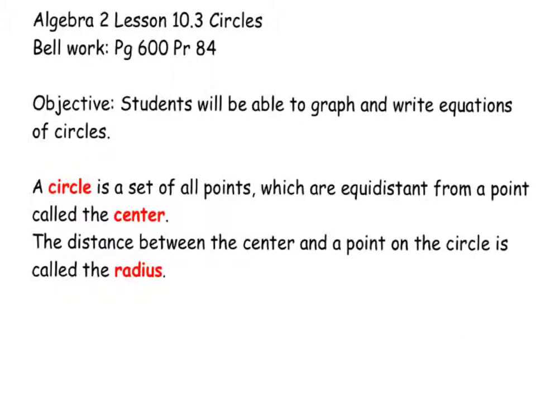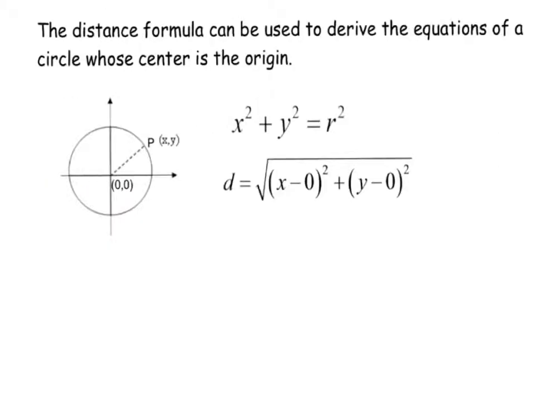The first thing we are going to do is define a circle. A circle is a set of all points which are equidistant from a point called the center. The distance between the center and a point on the circle is called the radius. The distance formula can be used to derive the equations of a circle whose center is the origin.